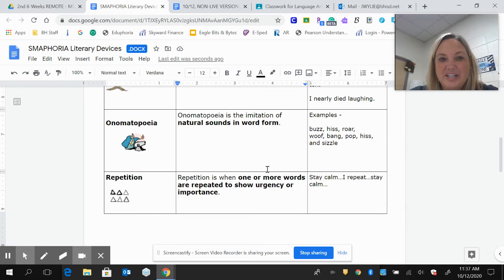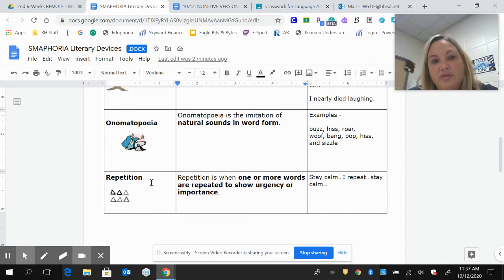Onomatopoeia is the imitation of natural sounds in word form. Okay, so literally when you say buzz, that's a sound word. Hiss, that's a sound word. That's onomatopoeia. Roar, that's a sound word. Woof, bang, pop, sizzle, those are sound words. That's onomatopoeia. Those are pretty easy to pick out because they make a sound when you're reading them or when you're writing them in your own writing.